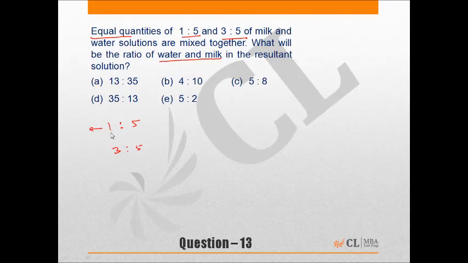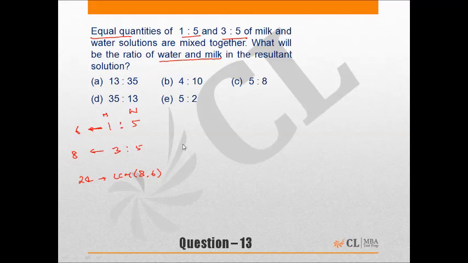1 is to 5 is 1 plus 5, 6. That means out of every 6 liters in this one, 1 liter will be milk and 5 liters will be water. Similarly out here, out of 8 liters. But the question is about equal quantities. So 1 plus 5 adds up to 6, 3 plus 5 adds up to 8. So I will assume that let the total quantity of each of these be 24 liters. Why 24? Because 24 is the LCM of 8 and 6, and that will reduce my calculation effort significantly.